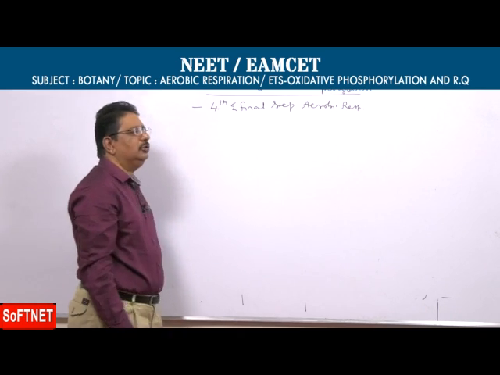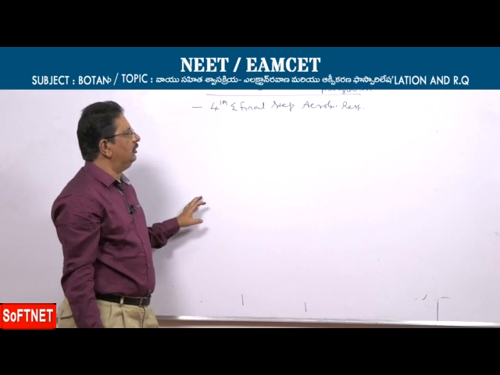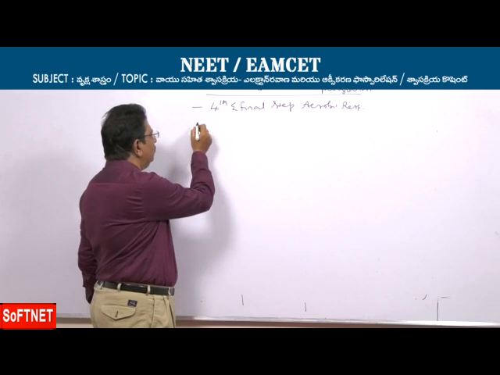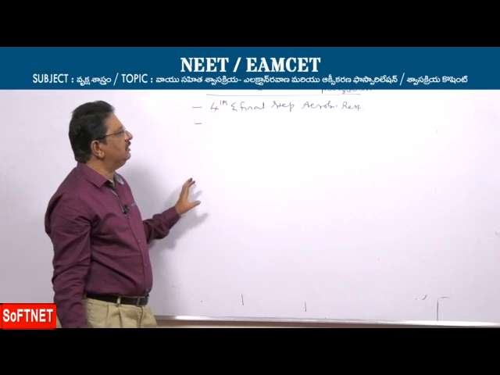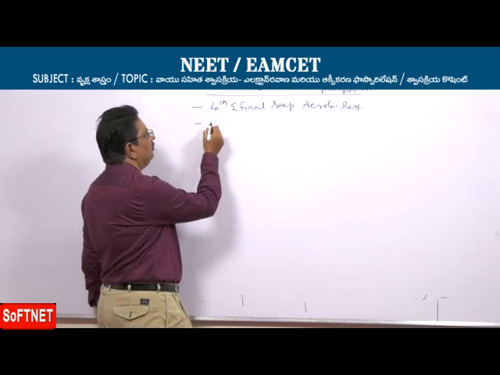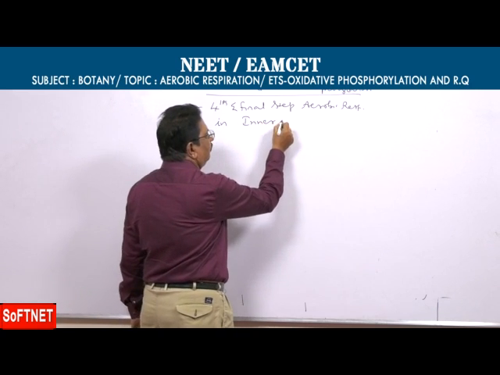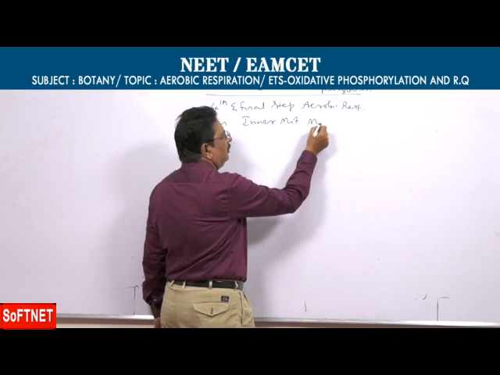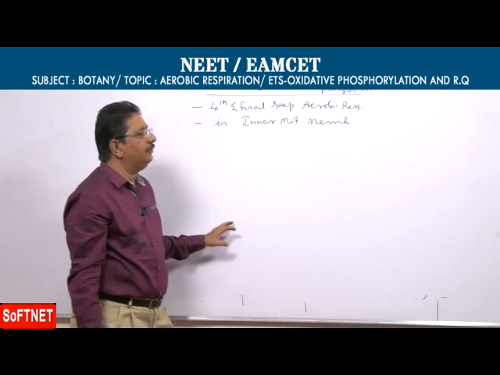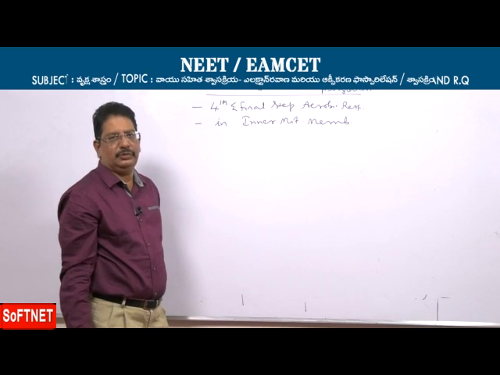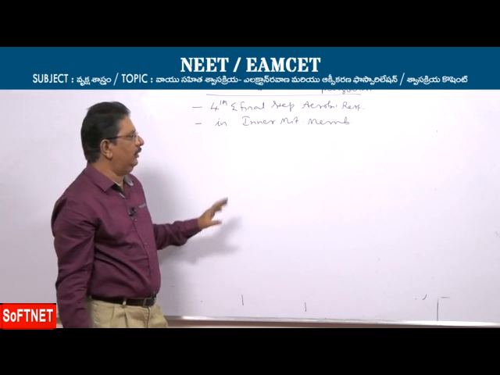It is not going to be seen during anaerobic respiration. And coming to the location where it occurs, the ETS and oxidative phosphorylation take place in the inner mitochondrial membrane. So, the site of the fourth and final step of aerobic respiration is the inner mitochondrial membrane.